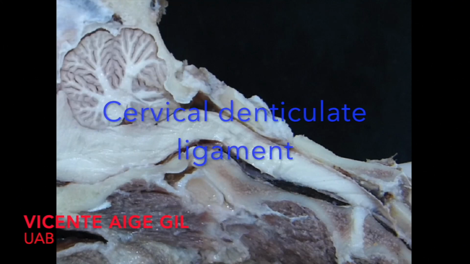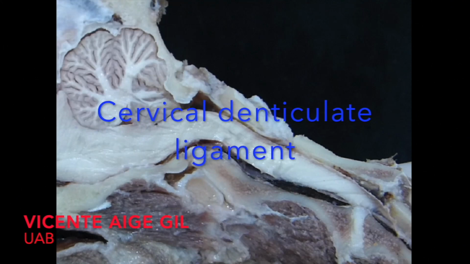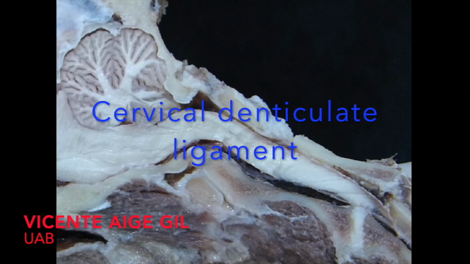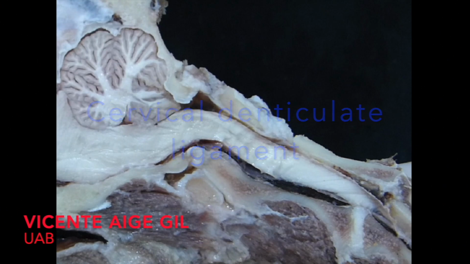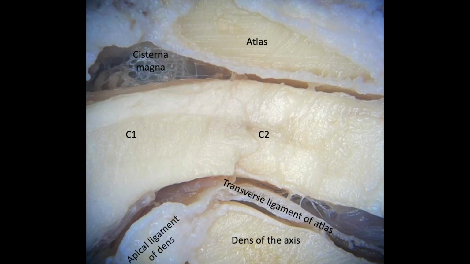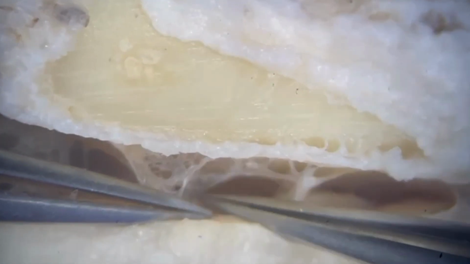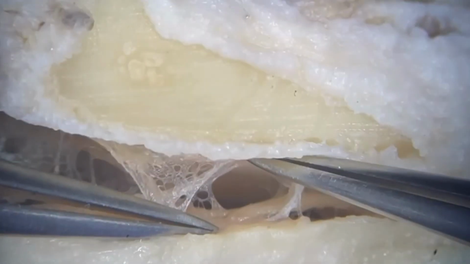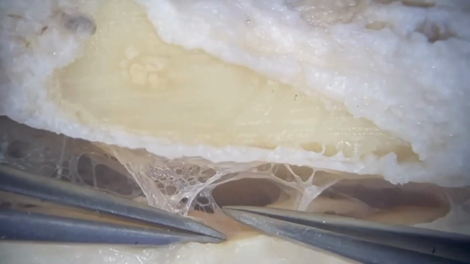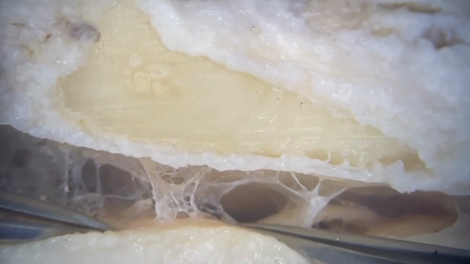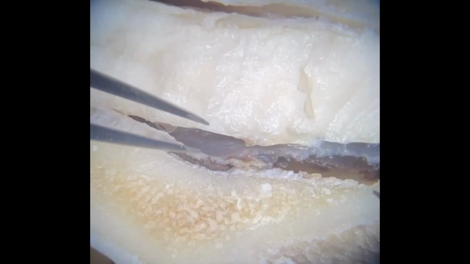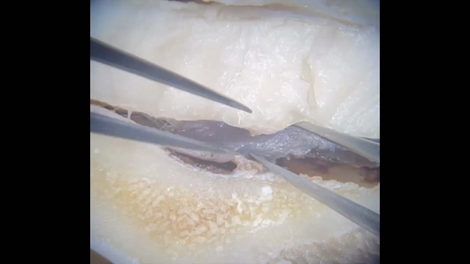In this video, we are going to talk about the denticulate ligament and dorsolateral attachments at the C1-C2 spinal segments. Here you have a close-up of these spinal segments and their relations in the vertebral canal. Now we are at the dorsal subarachnoid space, and at the ventral subarachnoid space.